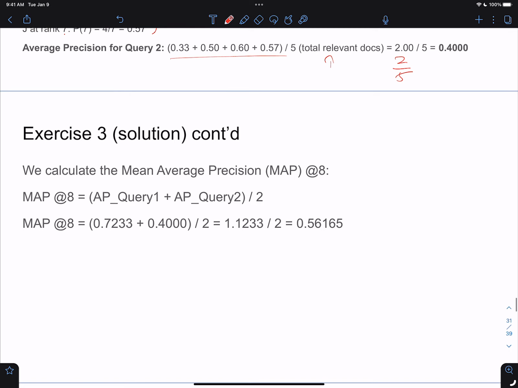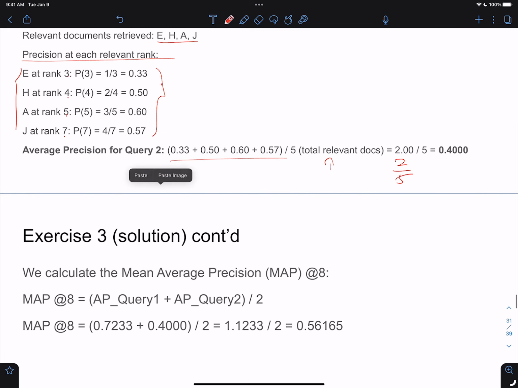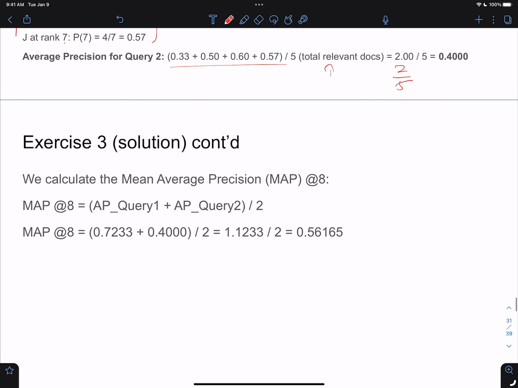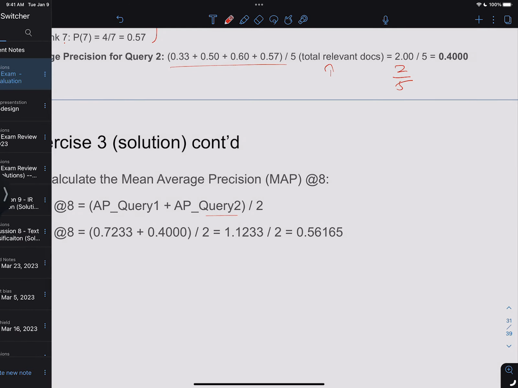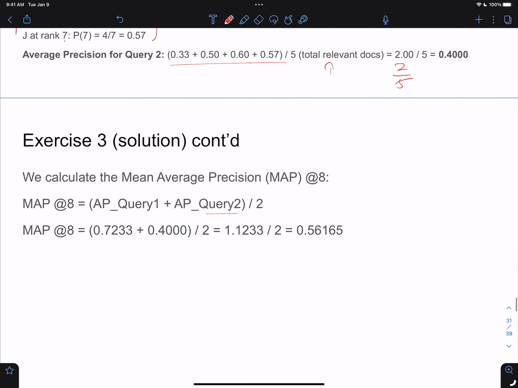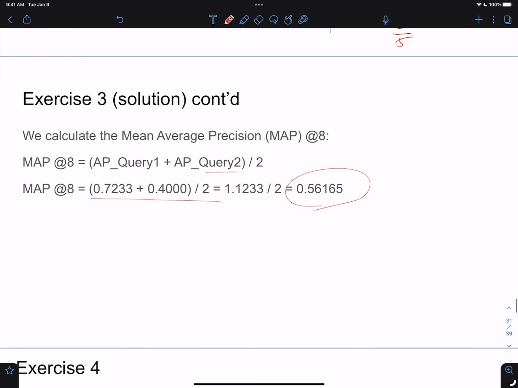Now, once you have that, you can calculate the mean average precision at 8. In that instance, it's just going to be the average precision for query 1 plus the average precision for query 2, over 2, because we have two average precisions. And so that's just going to be this. So we get 0.56. Okay. Hopefully this is straightforward. Yeah, sounds good.